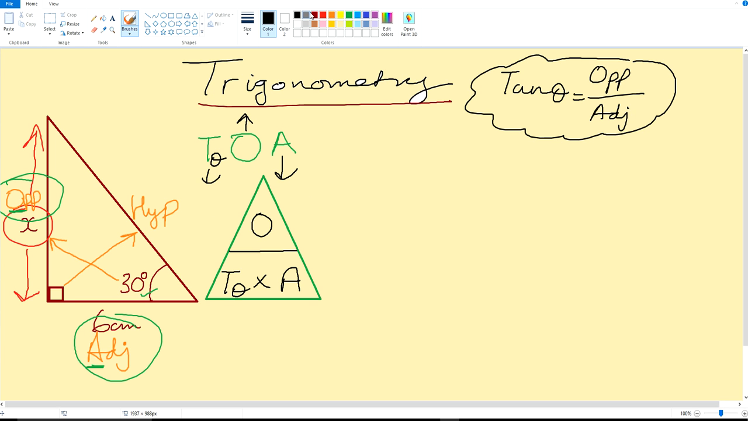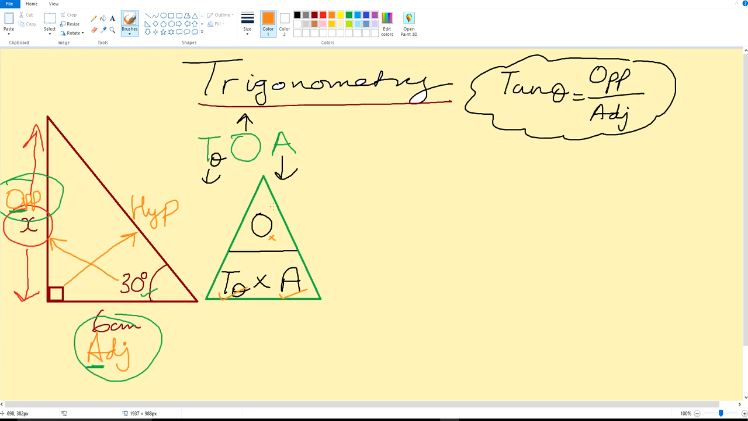Now, what do we want to work out? We want to work out the opposite, so the opposite is what we don't know. We know the angle, so we should be able to work out the tan of the angle, and we know the adjacent, which is 6. So we know two things and we want to work out the third thing.